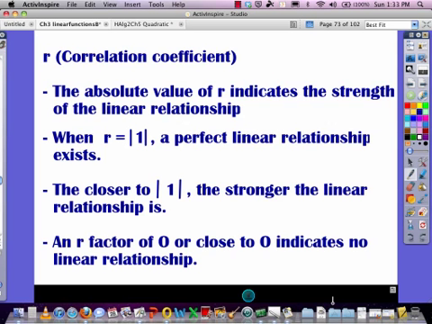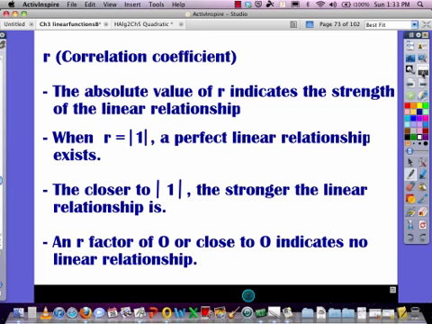The other factor is, what if it gets closer to 0 or it equals 0? Then we know there is no linear relationship there. It indicates no correlation. Points are spread out all over the place in no particular pattern.